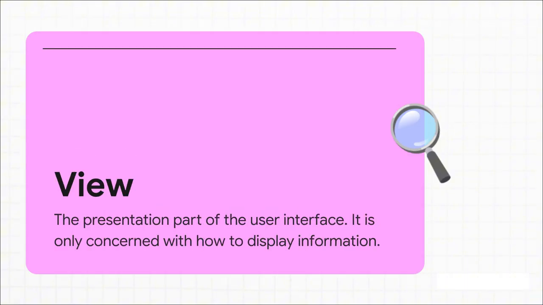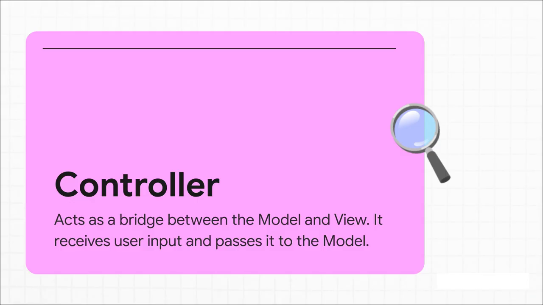Next up, you've got the view. This is the face of the application. It's everything you actually see and click on. Its only job is to take the information the model gives it and make it look pretty for you, the user. And finally, there's the controller.